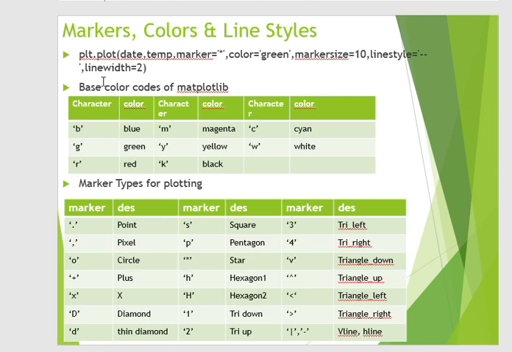And just now I have shown you the example. So this is where you can go: plt.plot(date, temperature, and so on). First we have to give x-axis, y-axis, and then which marker you are using, which color, marker size, which type of line, and line width can even be provided, which I have shown you.